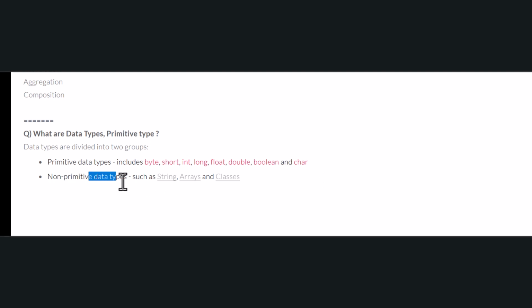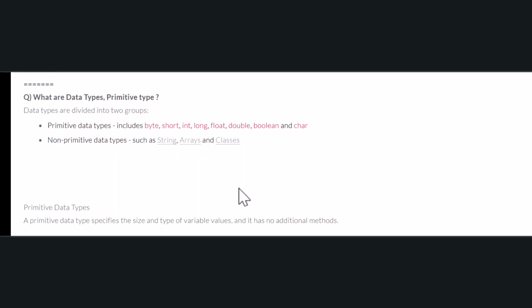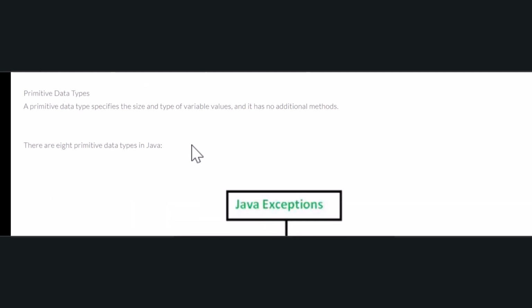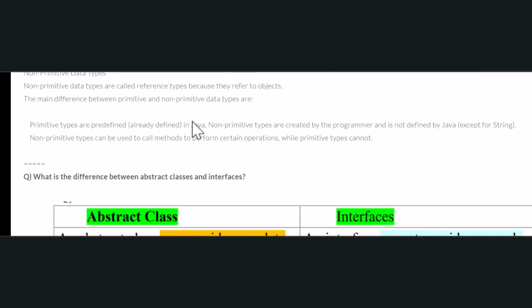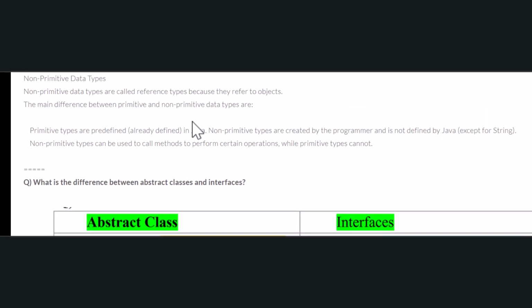Non-primitive types are strings, arrays, and classes. So there might be three: strings, arrays, and classes. A primitive data type specifies the size and type of variables. There are eight primitive types. Non-primitive data types are called reference types because they refer to objects.